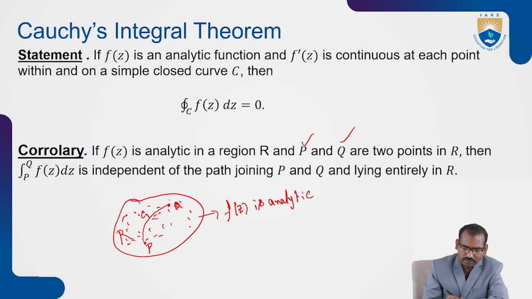There is another path, which is the C2 path, and we are performing integration from P to Q only. Because these two paths lie in the region where f of z is analytic, the integral is not different. The integrals are the same because the function is analytic in this region.